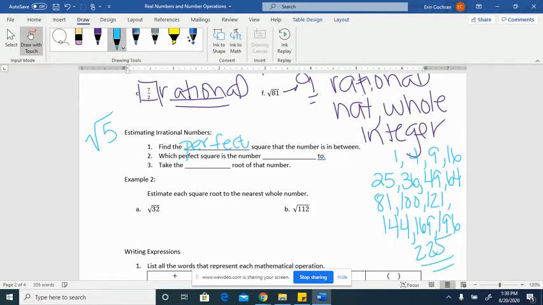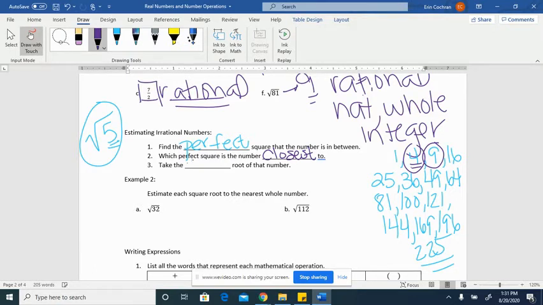So these are our perfect squares, and they're not all of them. I only went to 15. But when we're trying to estimate this, we find the perfect squares that this number is in between. If I look at 5, 5 is in between 4 and 9. Then I see which perfect square the number is closest to. Is 5 closer to 4 or 9? Well, it's closer to 4, right? Because it's only 1 unit away from 4, but it's 4 units away from 9. So it's closer to 4.